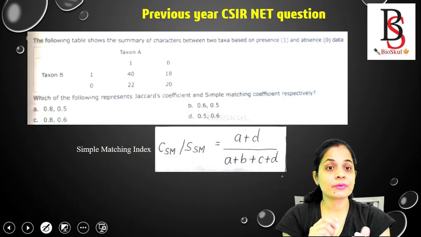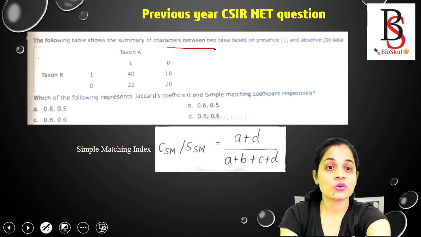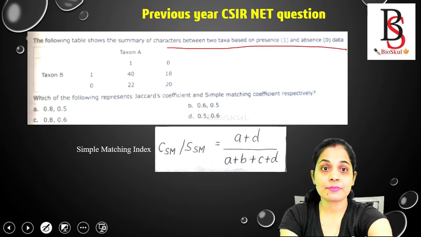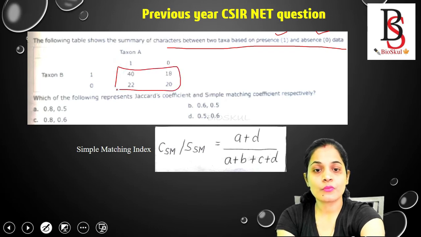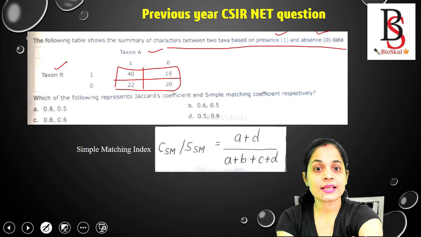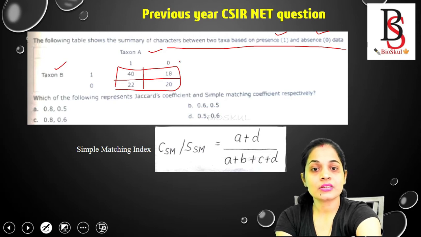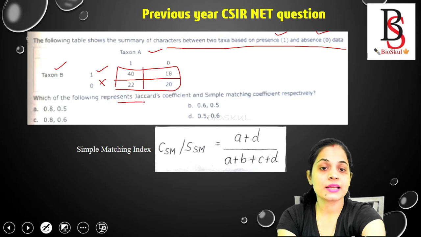Now we will look at a previous year CSIR NET question. The question is: the following table shows the summary of characters between the taxa based on presence and absence data. Here presence is represented by 1 and absence is 0. This is the 2x2 table, with taxon A and taxon B. The question asks which of the following represents Jacquard's coefficient.